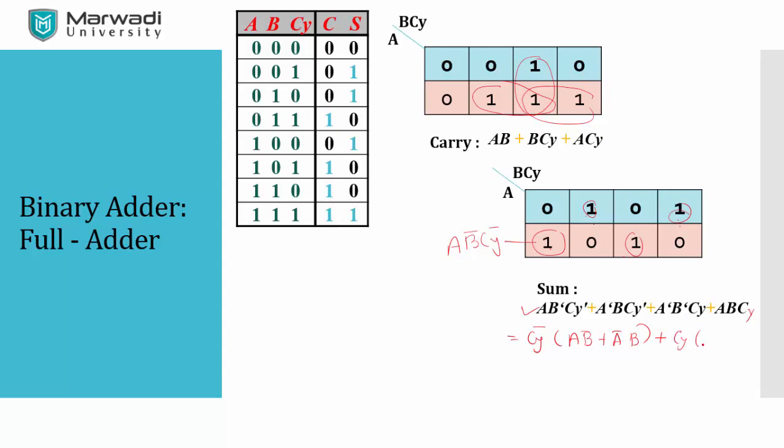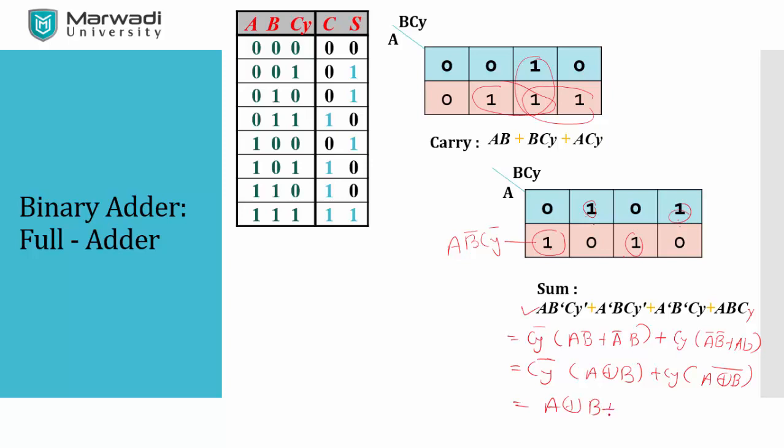CY is a common, it's A bar B bar plus AB. Here, now this one is a CY bar. What about this? It's nothing but A XOR B plus, I can write CY. Here I can write A XOR B is X not D.